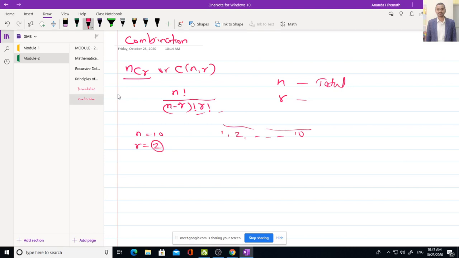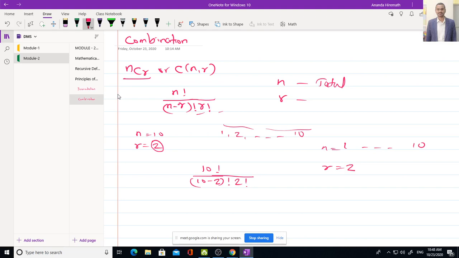Now say I have 10 shirts, 1 to 10, and I want to choose 2 shirts at a time. Here r will be 2, n will be 10, and we should find the number of such combinations. It will be 10 factorial divided by (10 minus 2) factorial into 2 factorial. So combination is considered whenever we have n objects and we want r objects at a time in a group, and we want to know how many such groups are created. In that case this combination is going to help us.